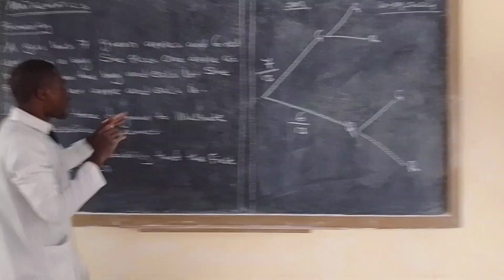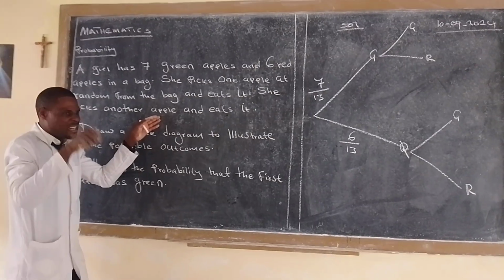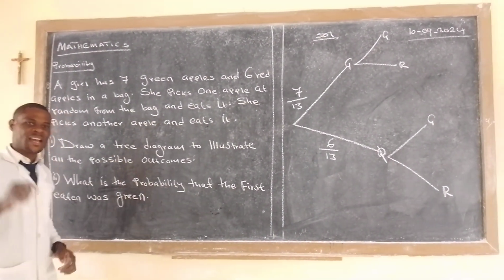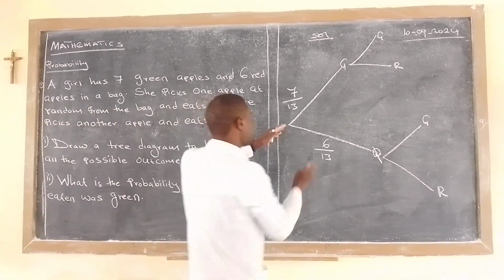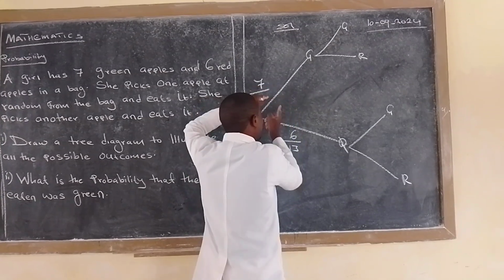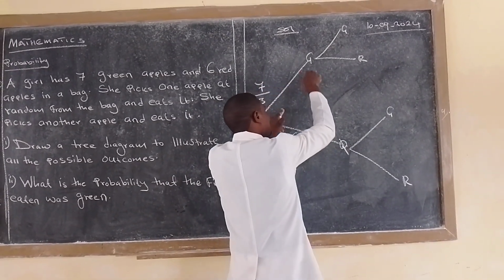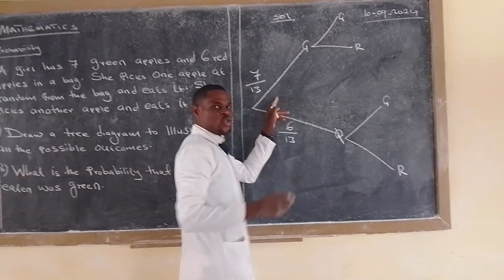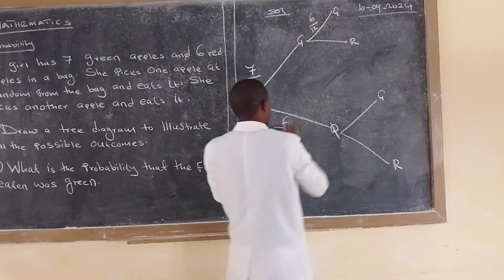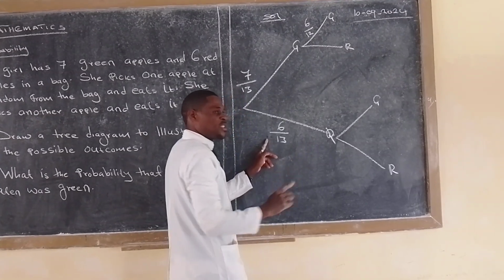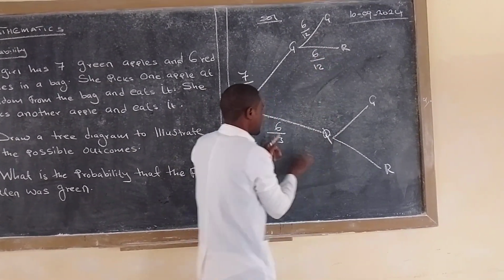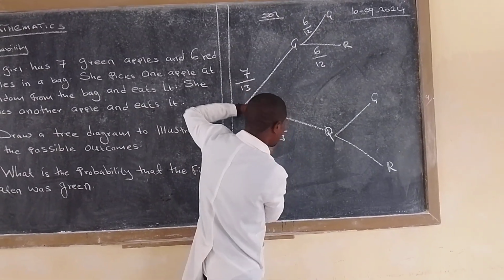But they are saying that one apple was picked and she eats that apple, which means that it was not replaced. Then another apple is taken and not replaced, which means that if the first apple which was taken was a green apple, the number of green apples is going to reduce by 1. So you see 6 over 12. Now the total number of red apples is going to remain the same. So there it will be just 6 over 12.